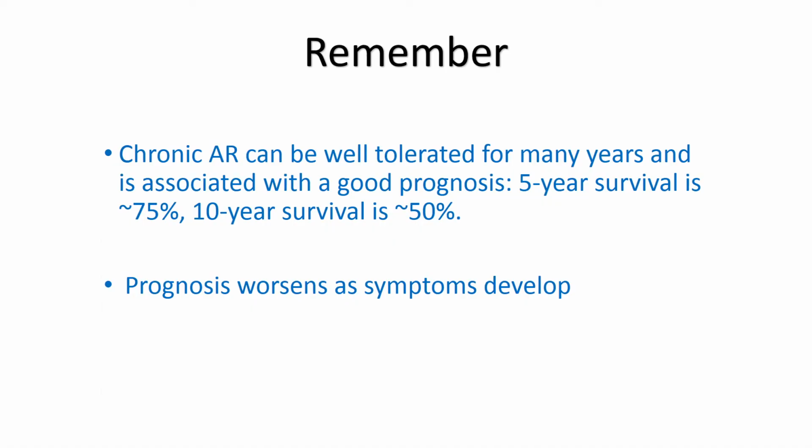Finally, you have to remember that chronic aortic regurgitation can be well tolerated for many years and is associated with good prognosis. Five-year survival is 75%, while the 10-year survival is 50%. Prognosis worsens as symptoms develop.